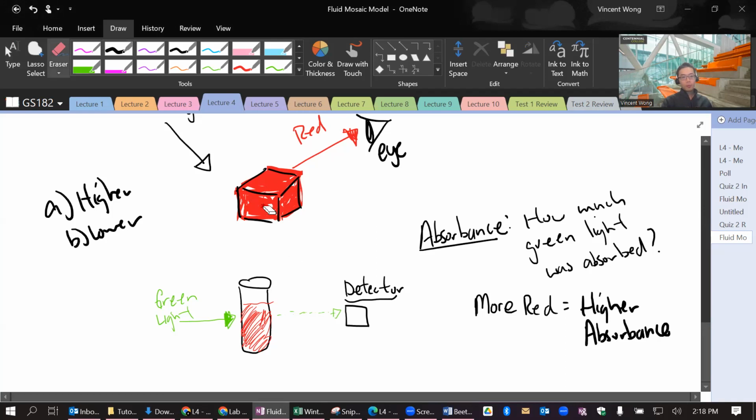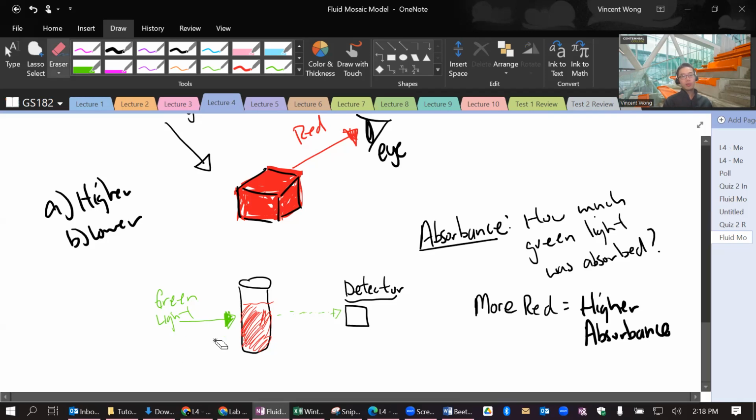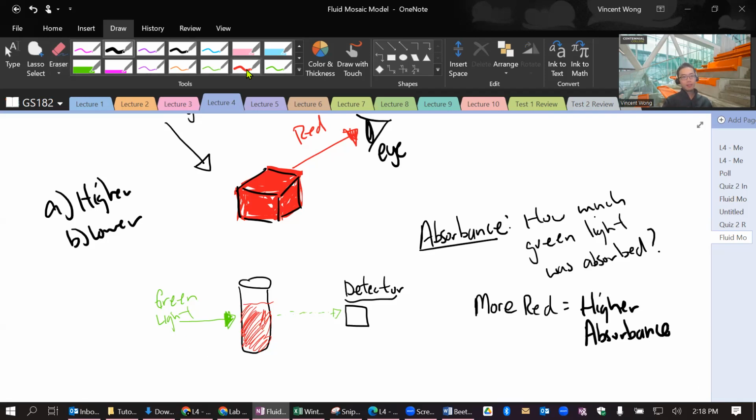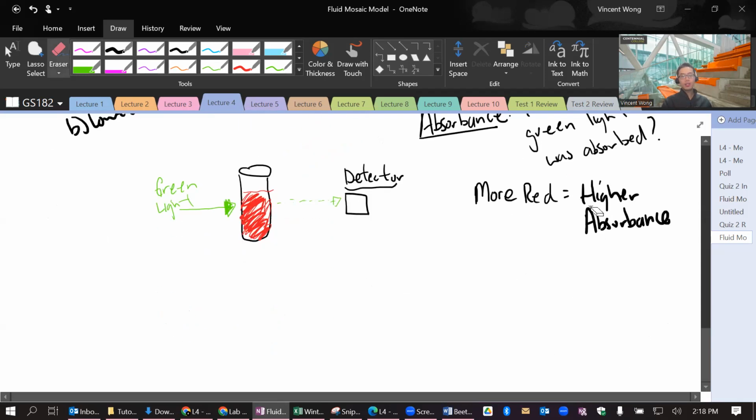Okay, because remember, red absorbs everything except for red, right? So the more red something is, the more other colors it is going to absorb. If you're using green light, and it's really, really red, then very little green will get through. Much of the green is being absorbed. Okay, so higher absorbance means more red.